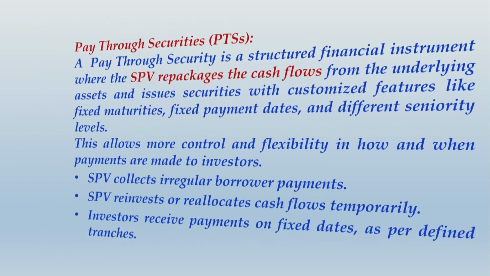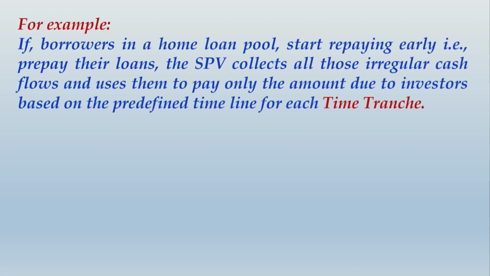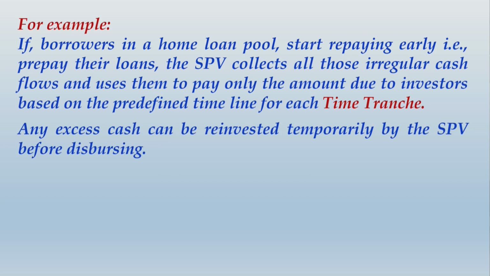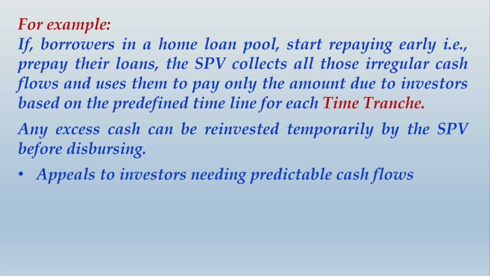Alright friends, let us move ahead, and as an example, let us observe this. If borrowers in a home loan pool start repaying early, that is, prepay their loans, the SPV collects all those irregular cash flows and uses them to pay only the amount due to investors based on the predefined timeline for each time tranche. Any excess cash can be reinvested temporarily by the SPV before disbursing.